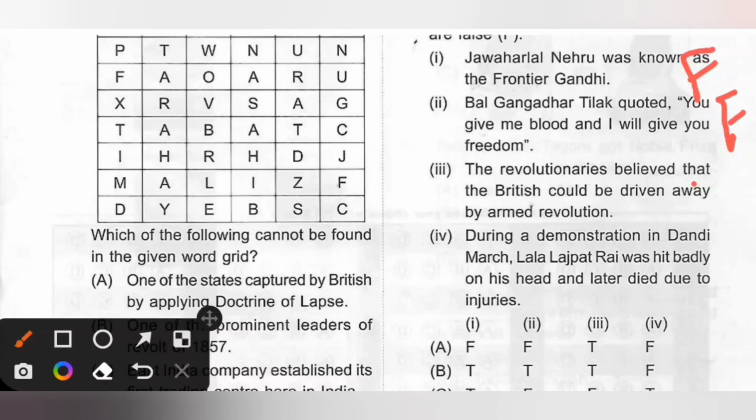Third one, the revolutionaries believed that the British could be driven away by armed revolution. So it is true. Fourth one, during a demonstration in Dandi March, Lala Lajpat Rai was hit badly on his head and later died due to injuries. It is false, because during a demonstration against the Simon Commission, Lala Lajpat Rai was hit badly on his head and he later died due to injuries. So false, false, true, false. So option A is the correct answer.